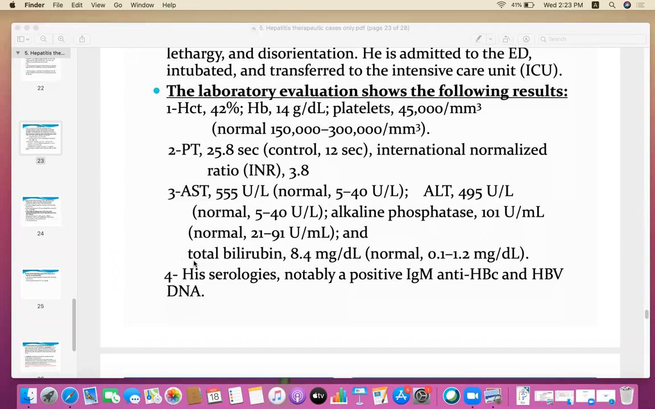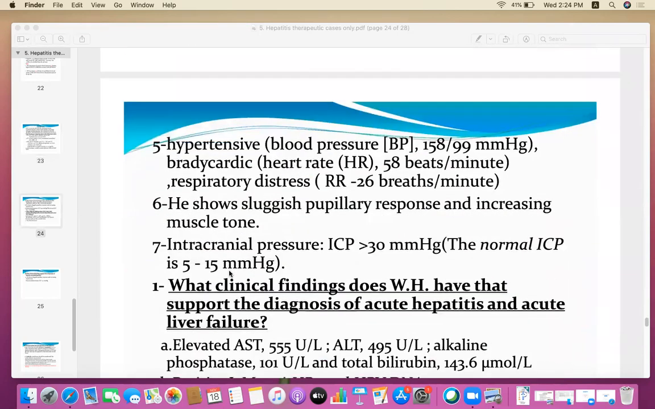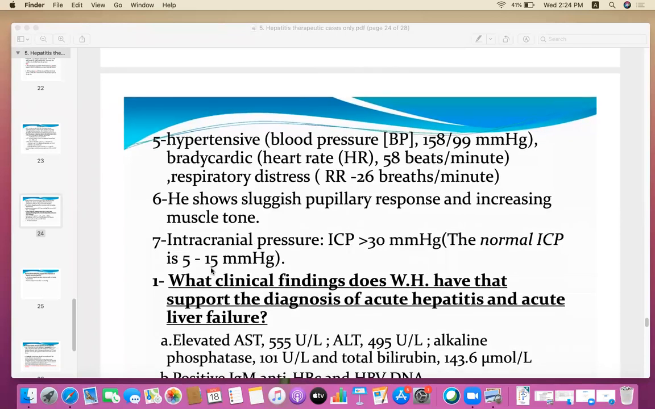PT increased, INR increased. His serologies, notably a positive IgM anti-HBc and HBV DNA. Hypertensive blood pressure is 158 by 99, bradycardia 58, respiratory distress 26. He shows sluggish pupillary response and increasing muscle tone. ICP more than 30. The normal should be within 15.